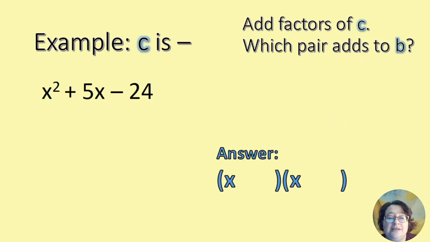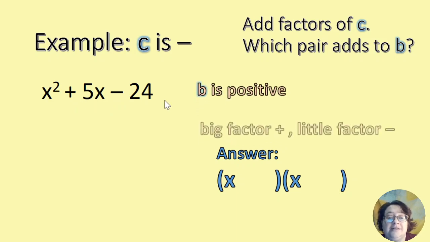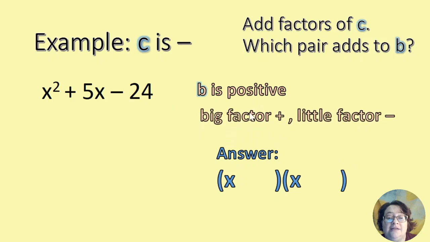Here we have x squared plus 5x minus 24. So I see that c is negative, so I'm going to have one factor that's added and one that's subtracted. b is positive, so that means my bigger number is going to be added. The big number will be positive, my little number will be a negative. So let's try this out.